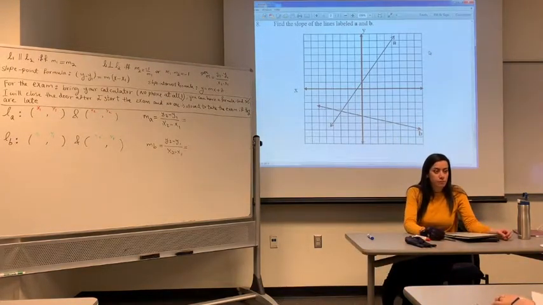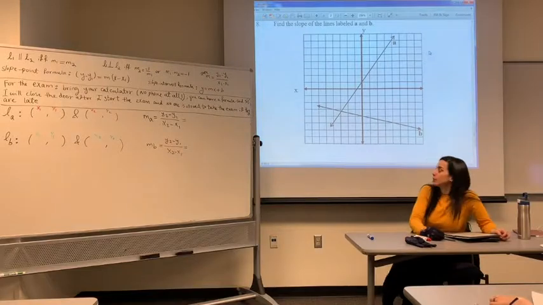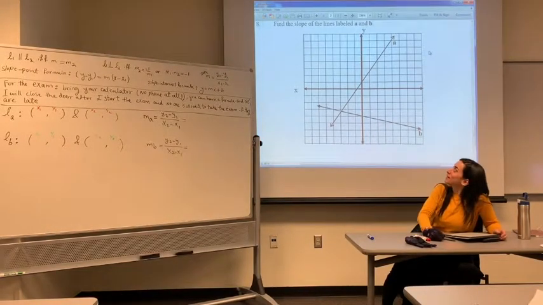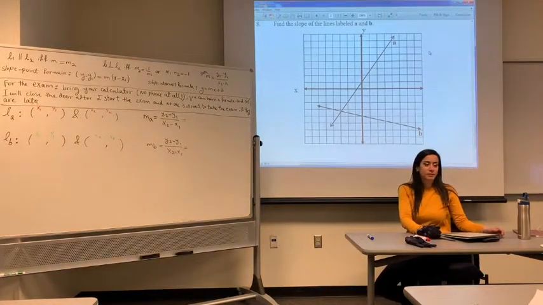The question? Oh, you just find the slope. Find the slope for each line. It's just the slope of the lines labeled A and B. That's it.